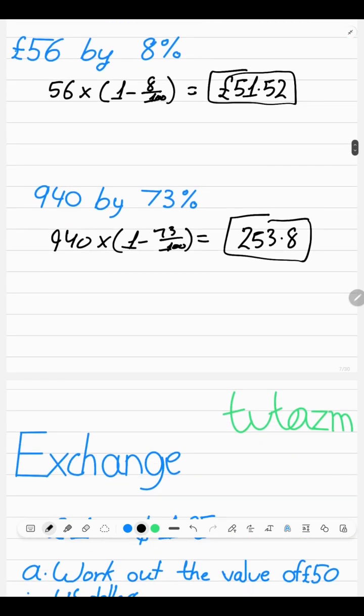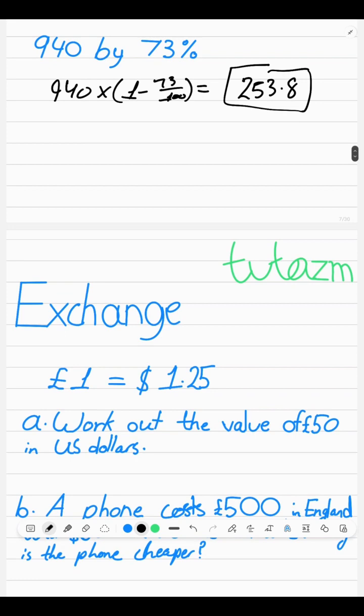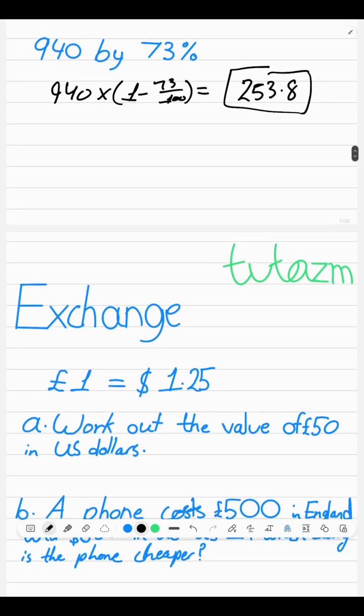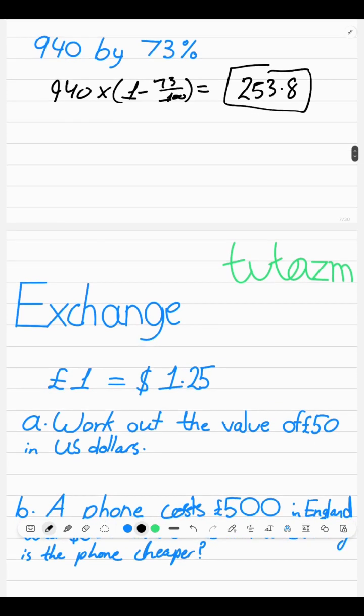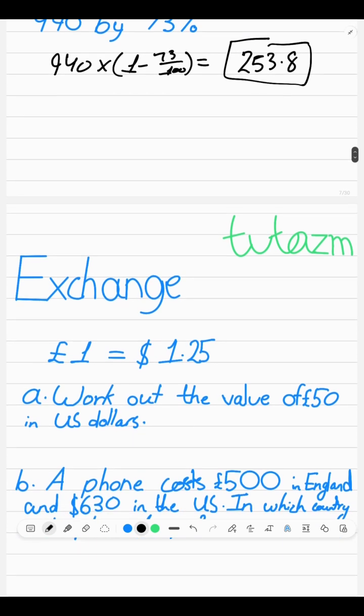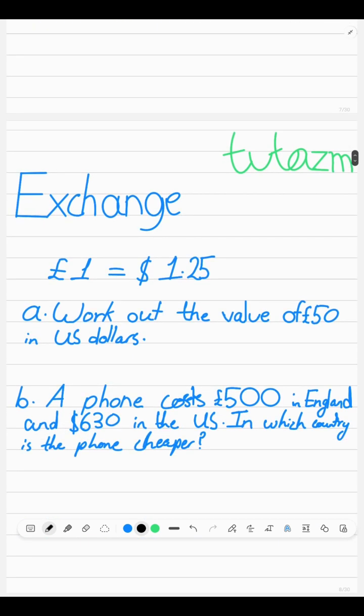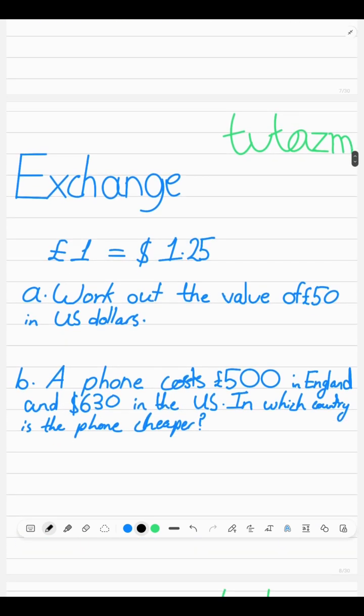Okay, the last thing we'll look at is working with exchange rates, because this is something that the exam board tends to like to put in every now and again. So it is actually quite simple. Here in this question we're told that £1 is equal to $1.25, and then in the first part we're asked to work out the value of £50 in US dollars.